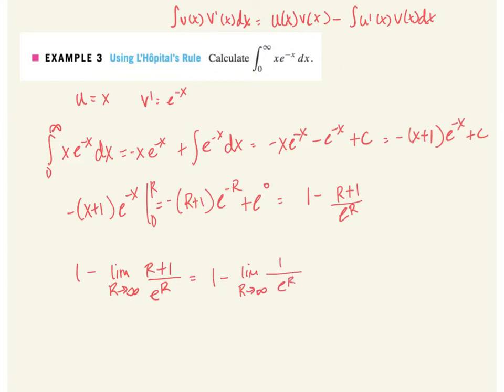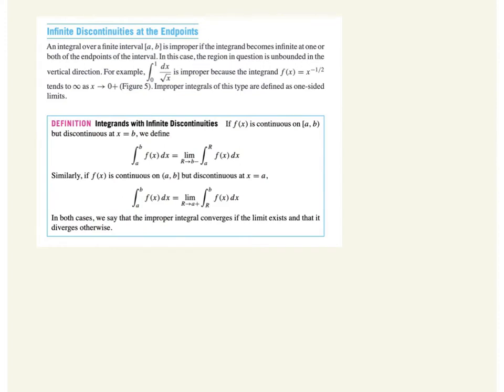And now if I evaluate at infinity, I would have 1 over infinity, which would go to 0. So then I end up with 1 minus 0, or 1. Okay, so a little bit here. Take the time to read through this for sure.